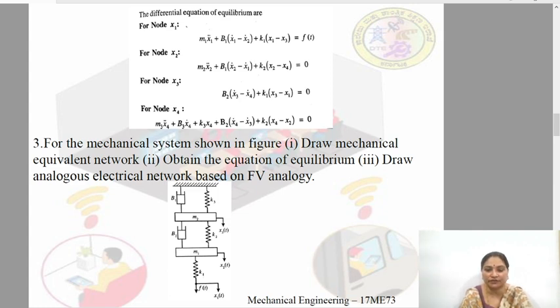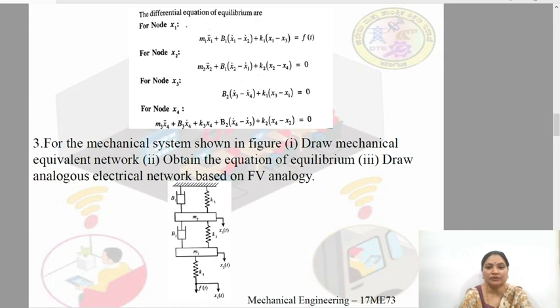For the node x4, we can write it as m3 x4 double dot plus b3 x4 dot plus k3 x4 plus b2 (x4 dot minus x3 dot) plus k2 into (x4 minus x2) is equal to 0. So, considering all the 4 nodes and all the masses, springs and dampers that come under the corresponding nodes, keeping in mind the particular node, the differential equations of equilibrium are written as shown.